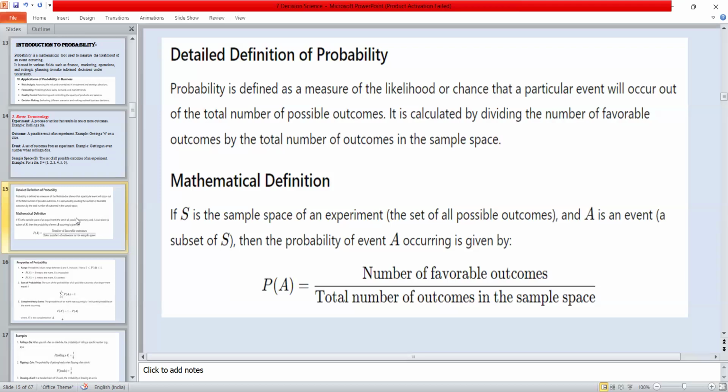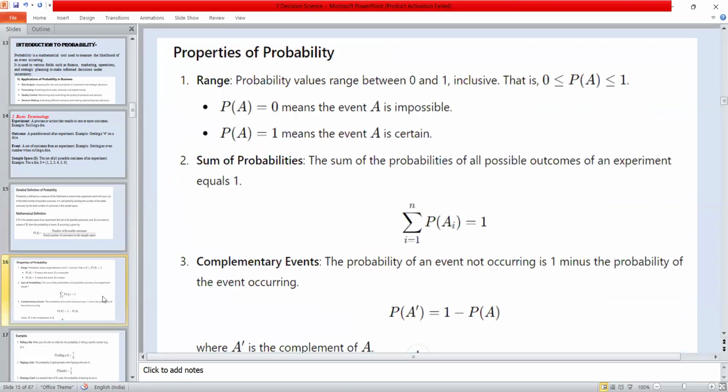Mathematical definition: if S is the sample space of an experiment, the set of all possible outcomes, and A is an event, a subset of S, then the probability of event A occurring is given by P(A) equals the number of favorable outcomes divided by the total number of outcomes in the sample space.